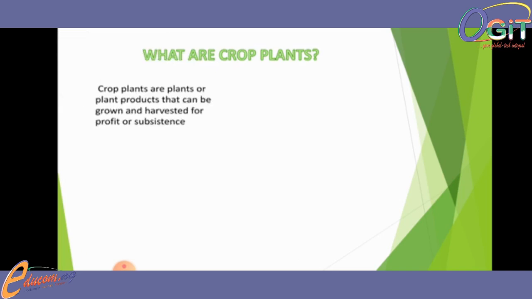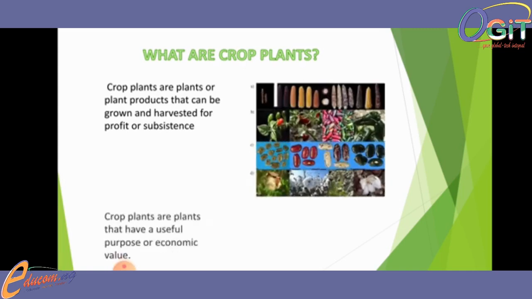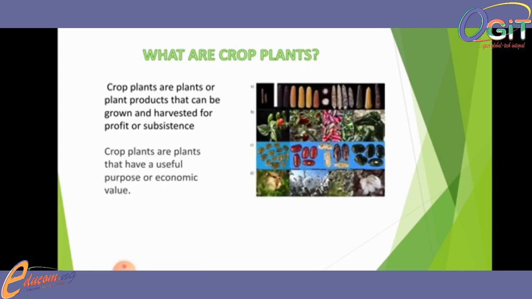Now, what are croplands? What do we understand by croplands? Croplands, by definition, are plants or plant products that can be grown and harvested for profit or subsistence. That is, they are plants that have a useful purpose or economic value, plants that are grown by humans for food and other resources.